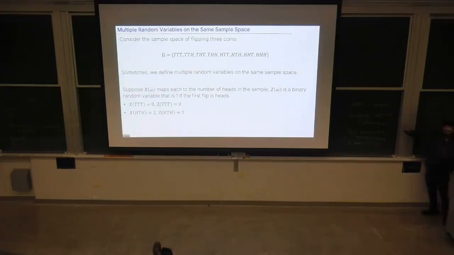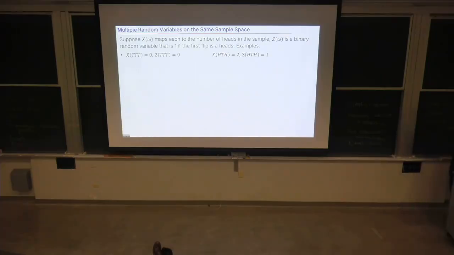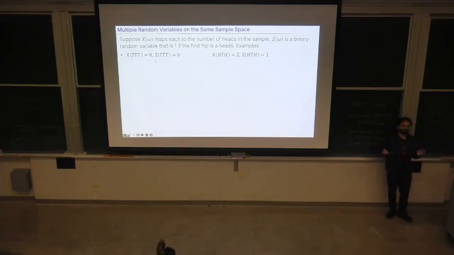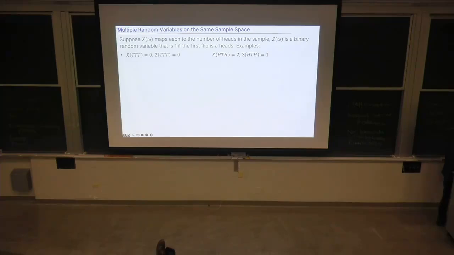And so here's one of those possibilities is x and another is z. Okay. So let's say x maps each outcome to the number of heads in the sample, and z is the binary indicator for whether or not the first flip is heads. Some examples would be if I have tails, tails, tails. How many heads are there? 0. Is the first one heads? No. That's why there's 0 and 0. Okay, this one's 2 because there's 2 heads, and this is 1 because the first flip is heads.